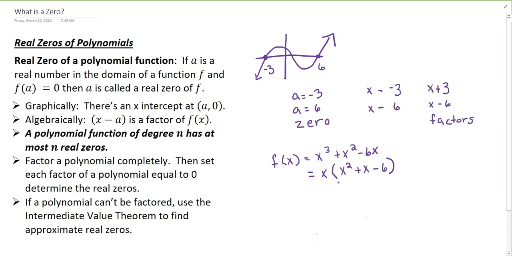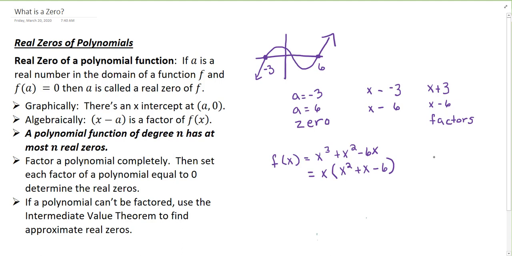Or another way to think about that is, what do I need to multiply x by to get x cubed? The answer is x squared. What do I need to multiply x by to get x squared? The answer is x. What do I need to multiply x by to get -6x? -6. And so this is part of the factorization, but then we need to go further because what's remaining in parentheses here is quadratic, so it may be factorable.